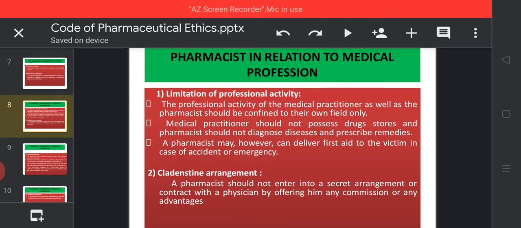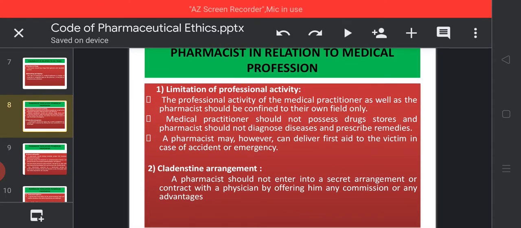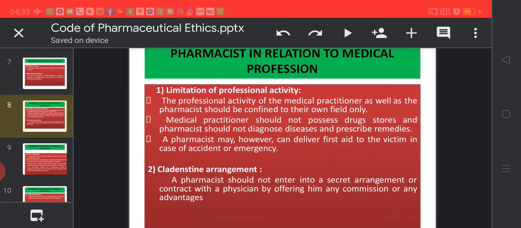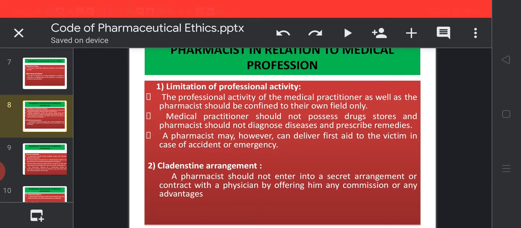Clandestine arrangement के हिसाब से a pharmacist should not enter into a secret arrangement and make a contract with any physicians by offering him any commissions or any advantages. क्लैंडस्टाइन अरेंजमेंट के हिसाब से each and every pharmacist should not enter into a secret arrangement or make a contract with any physicians, with any medical professionals by offering him or her any commissions or any advantages.